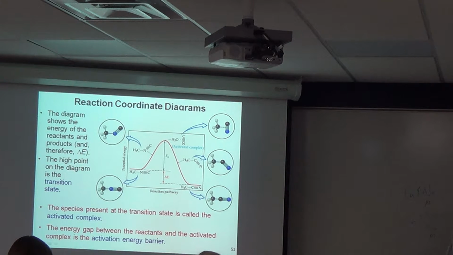So the energy gap, you see that blue EA, we call that the activation energy barrier. The larger that barrier, the slower the rate. Your reaction has to climb over a higher barrier. And the opposite is true. If the barrier is lower, then your reaction doesn't need too much energy and can get over the barrier relatively easily.